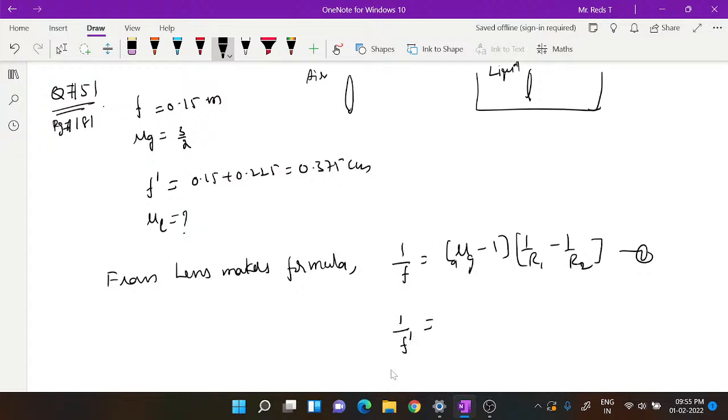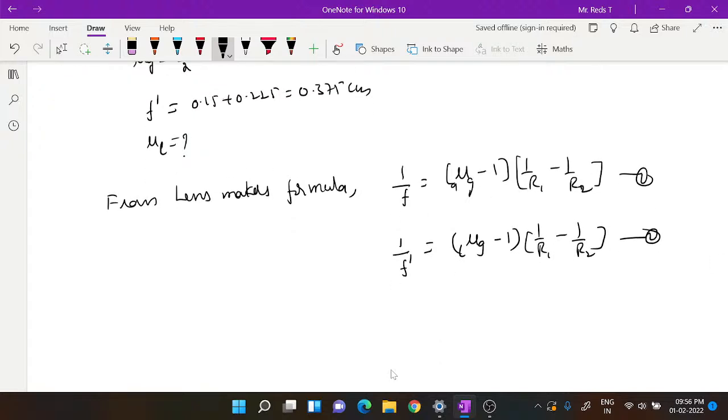1 by f dash is equal to, when it is in a liquid, the lens is surrounded by liquid, not air. So you write the refractive index of glass with respect to the surrounding liquid medium, minus 1, into 1 by r1 minus 1 by r2. Let us say this is equation number 2. Here f and f dash are given, r1 and r2 are not given, mu g is given but mu l is not given. How do you find mu l? You are asked to find that.